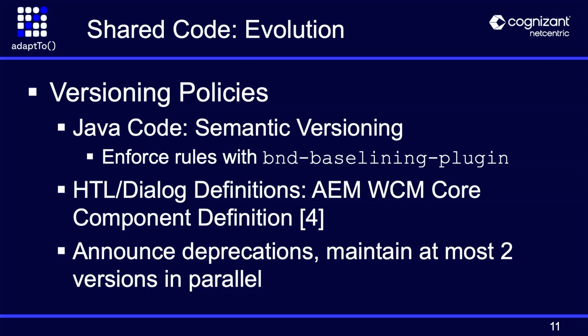You should have a strict rule around multiple versions in parallel. In the best case, a version is fully backwards compatible, but that's not always feasible. I would recommend not to maintain more than 2 versions in parallel, otherwise it easily becomes a maintenance hell. Hello, core components.